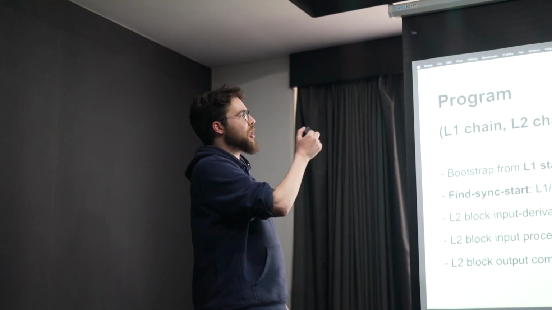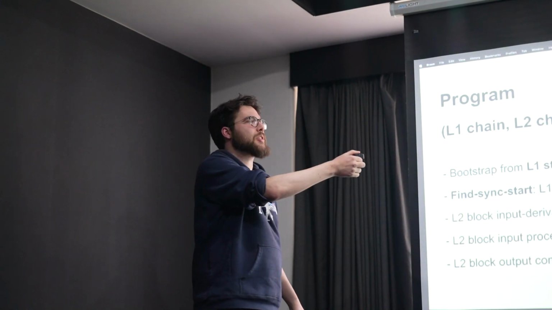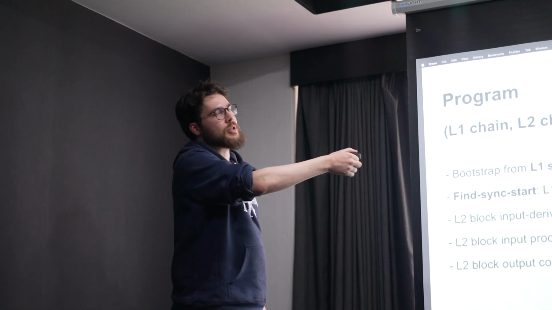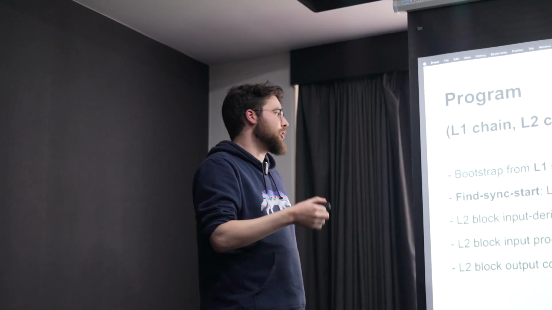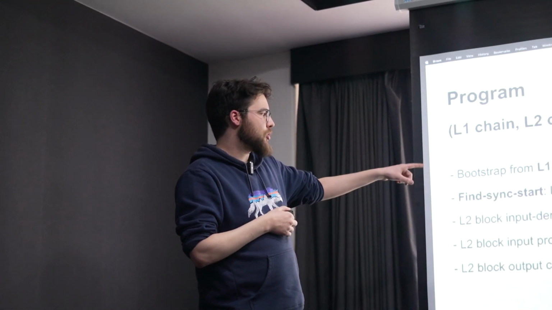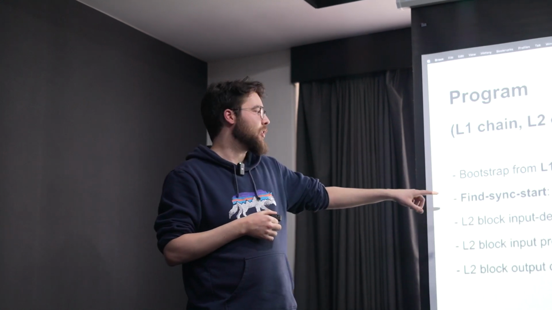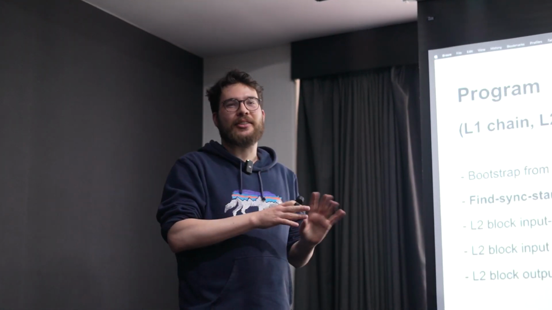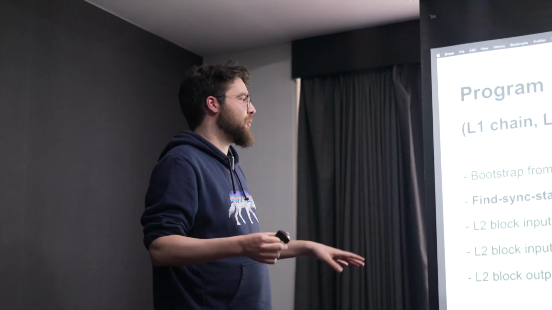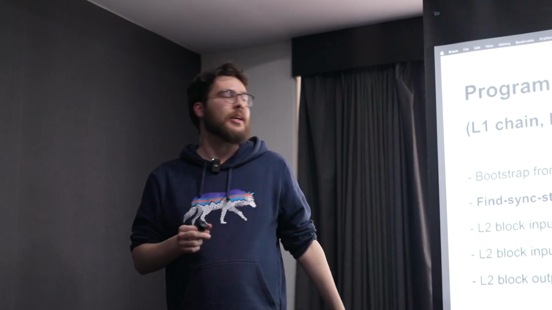So our program is like: layer 1 chain, previous layer 2 chain, produce new layer 2 blocks, and then we extract outputs from the new layer 2 state. So we bootstrap, we find the starting point, which is the same starting point mechanism as we have for when you boot up your OP node. It looks at your layer 2 chain, it looks at layer 1, it doesn't have a database, and figures out where it should start reading data from to derive the new missing data.